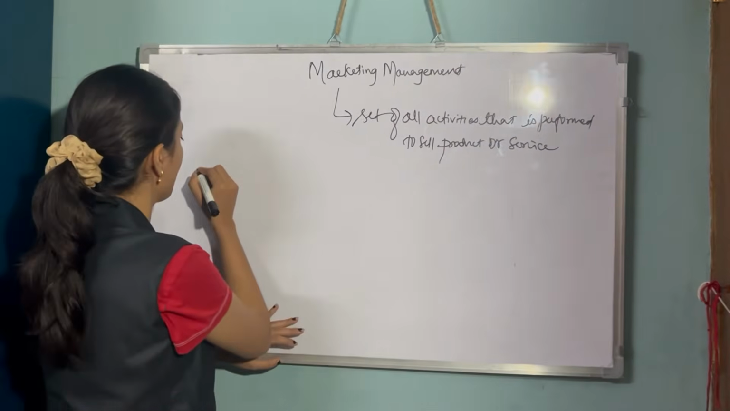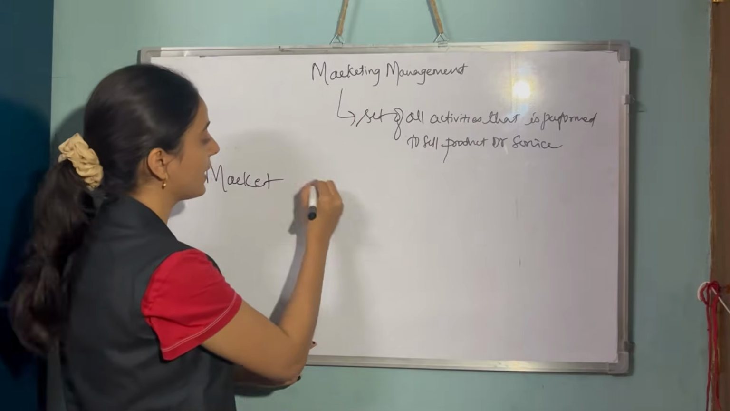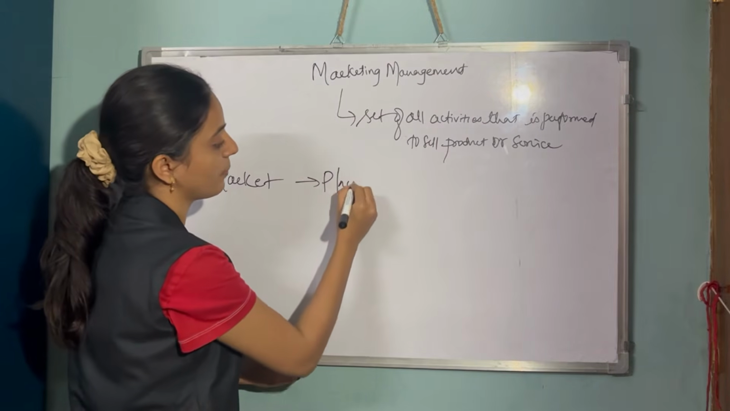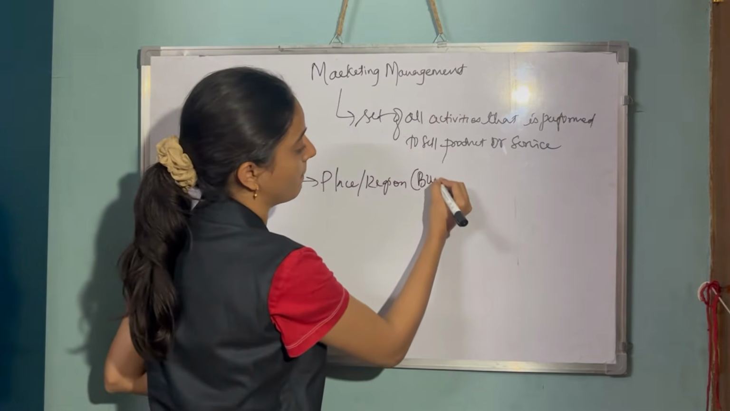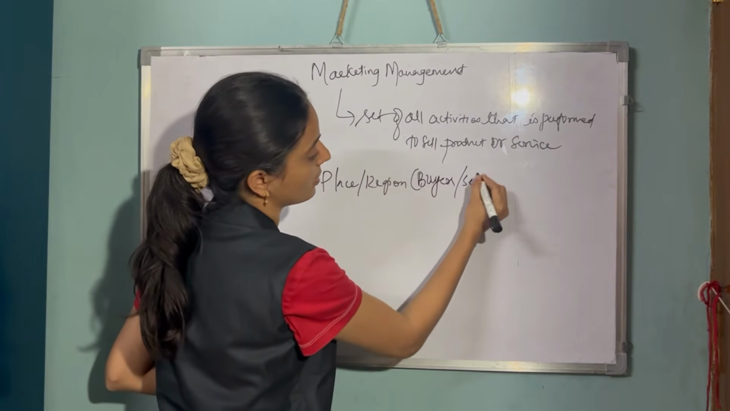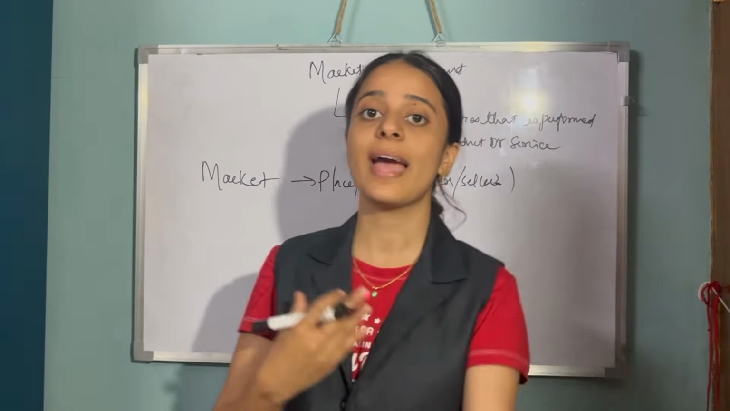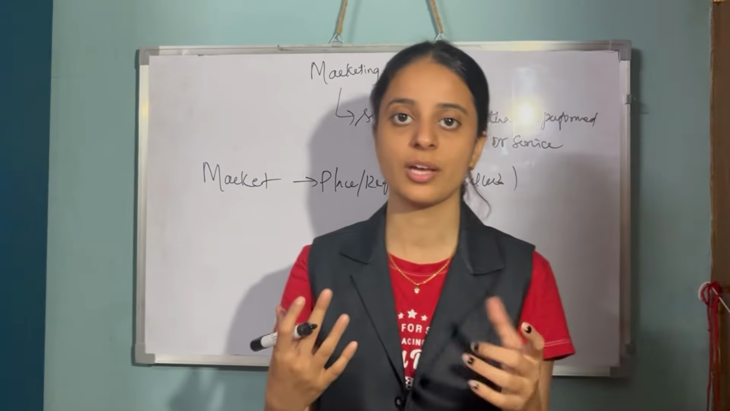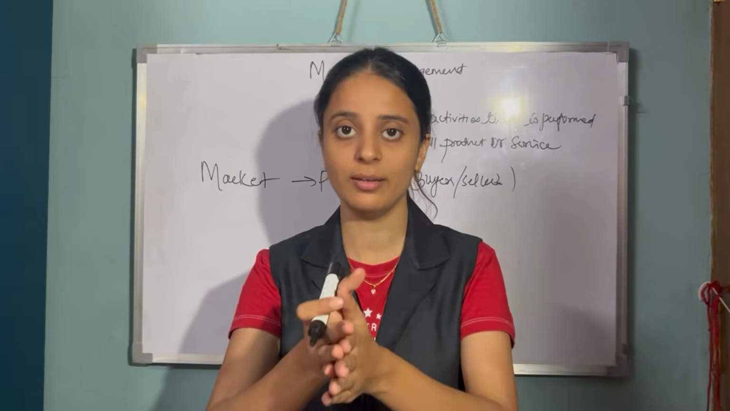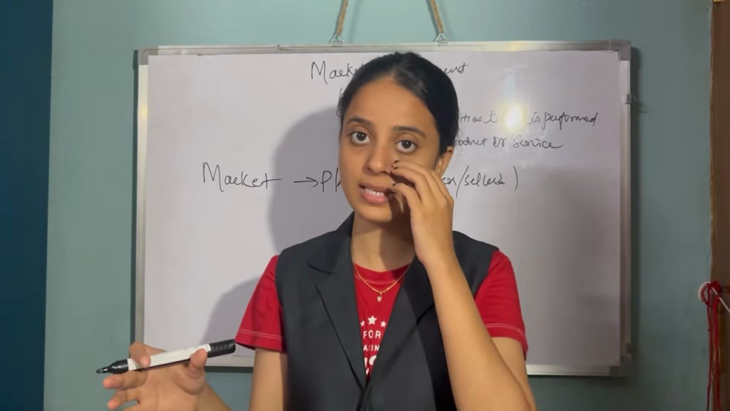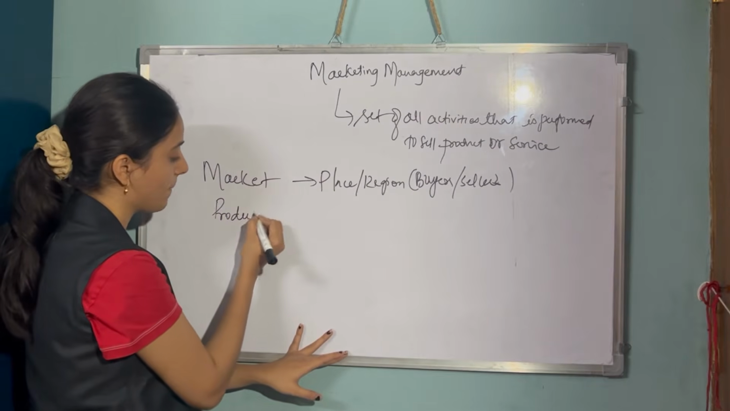Then what is a market? Market is nothing but a place or region where buyers and sellers come together for exchange of product or service. So what is a market? It's a place or a region where buyers and sellers come together to exchange the product or service.